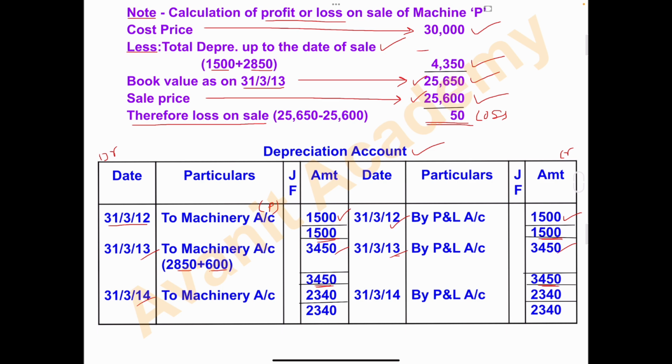And the last one, on 31st March 2014, to machinery account, that is on machine Q. The last depreciation amount is 2,340. And here, 31st March 2014, by profit and loss account 2,340, and close this. Okay, this is the depreciation account.